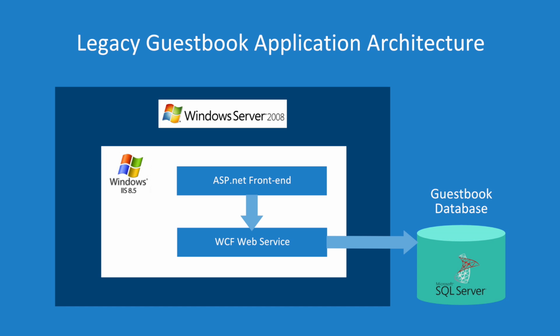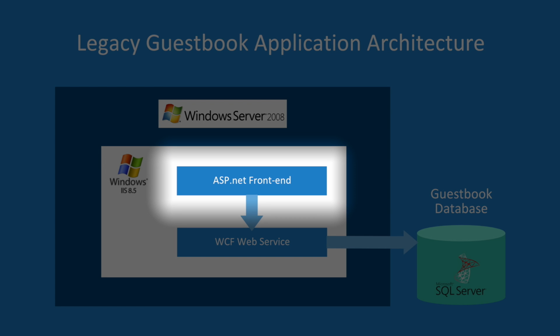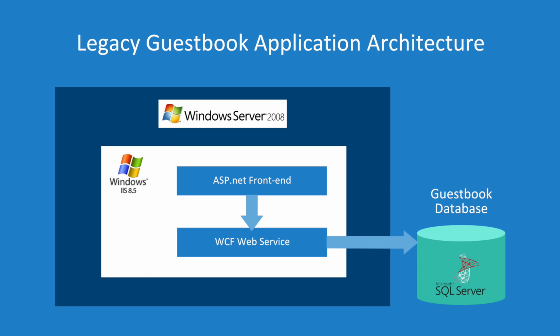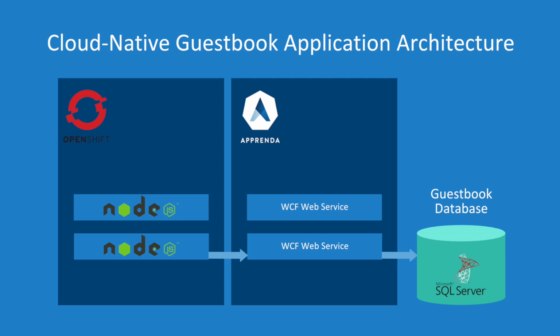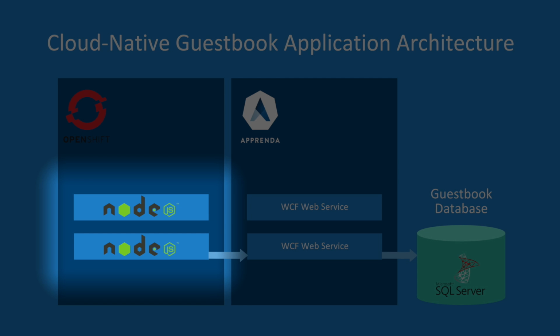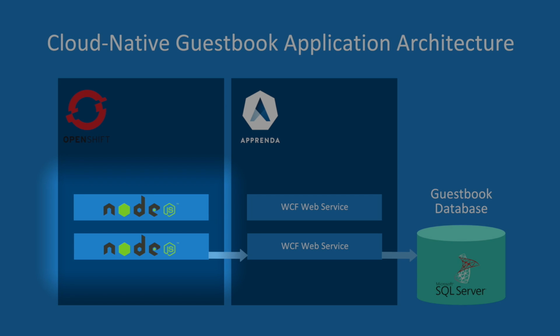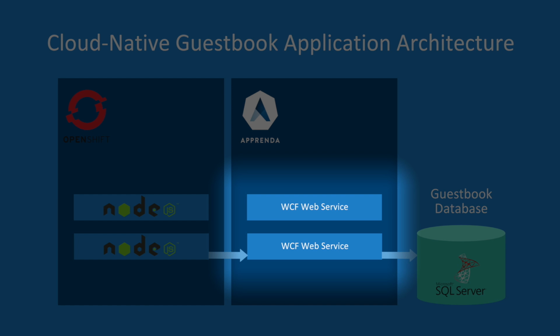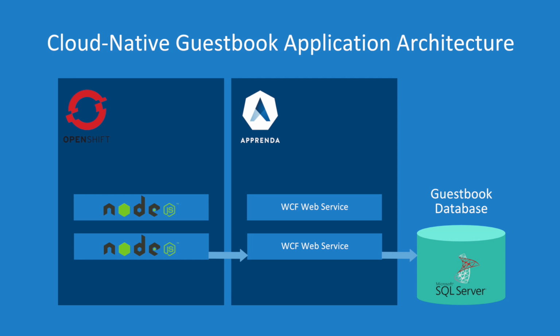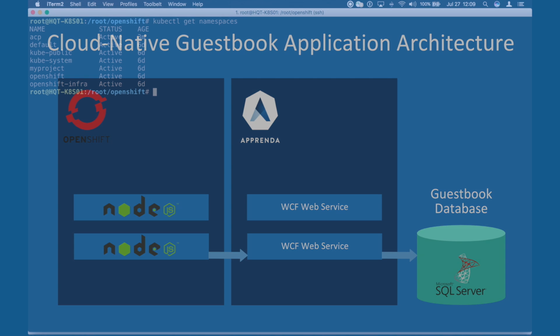The existing app works fine for the most part, but the old user interface is clunky, and the business wants a shiny new HTML5-based front end to better compete in the marketplace. There is nothing wrong with the web service middleware or the database, so there's no need to rewrite those pieces. The team has come up with a new architecture that replaces the front end with a Node.js app running in Kubernetes that communicates with the legacy WCF web service. Let's see this in practice.